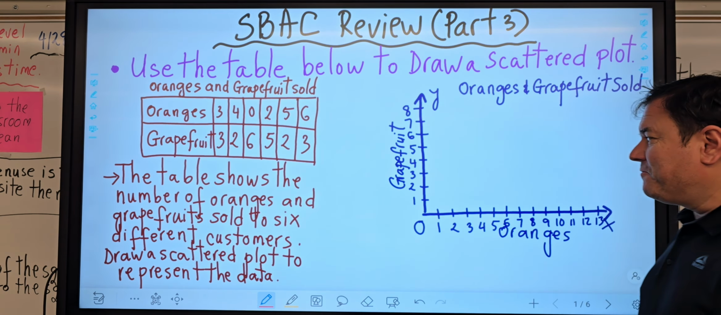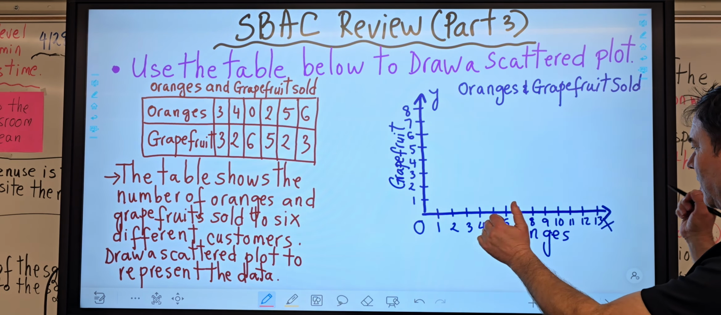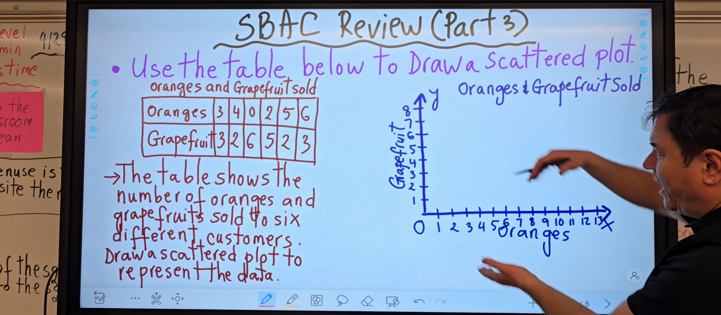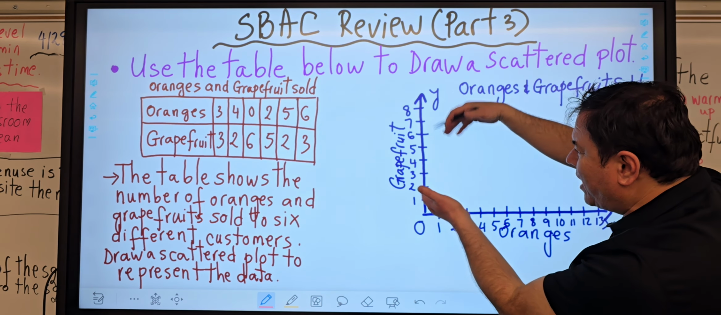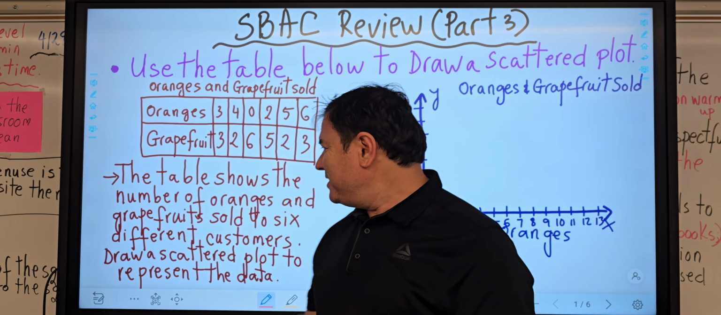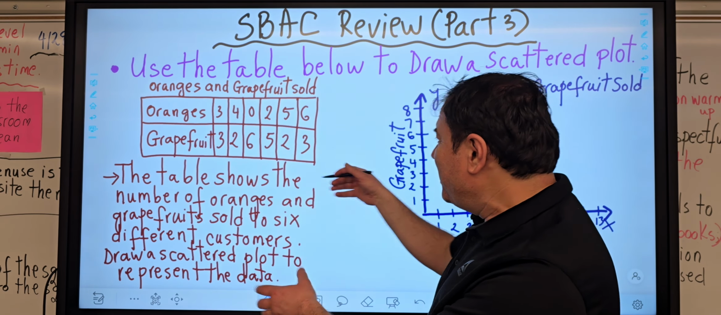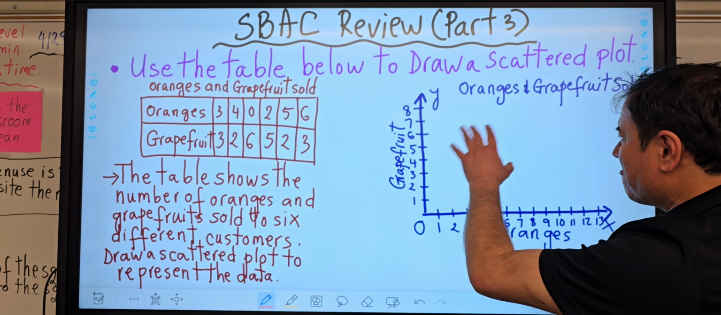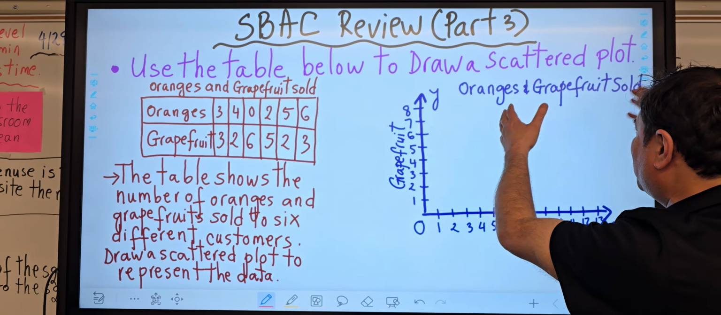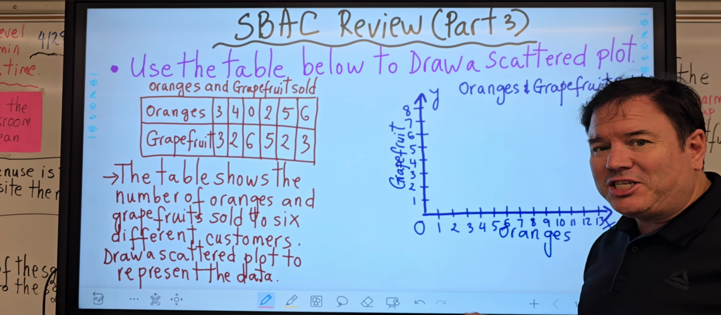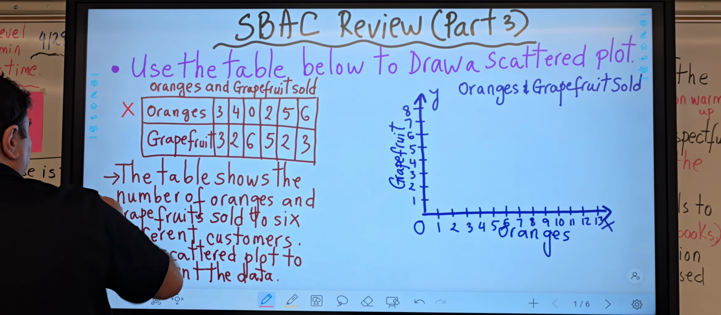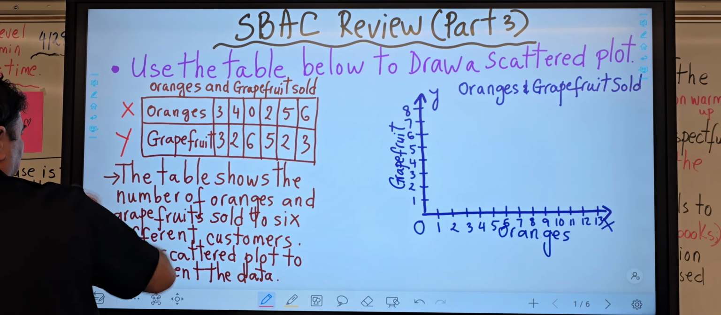And first of all, for the x-axis, we have the oranges, and on the y-axis, we have the grapefruit. And now we are going to graph this scatter data into this coordinate plane and create a scatter plot. Okay? And let's take a look here. The oranges are the x values and the grapefruit are the y values.